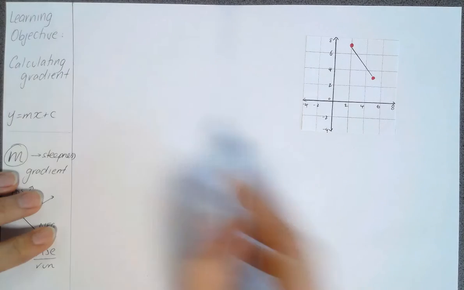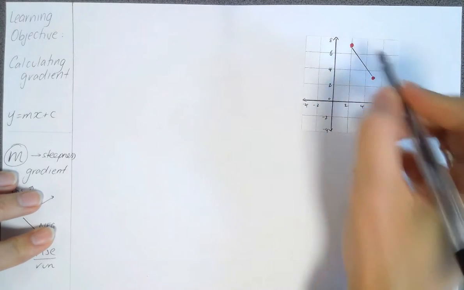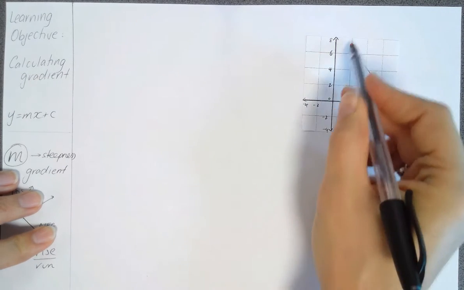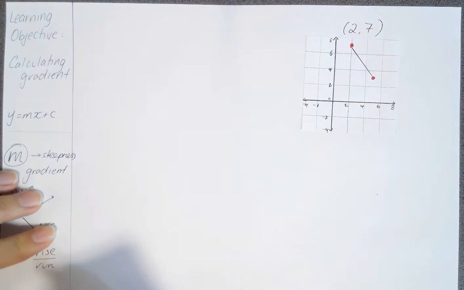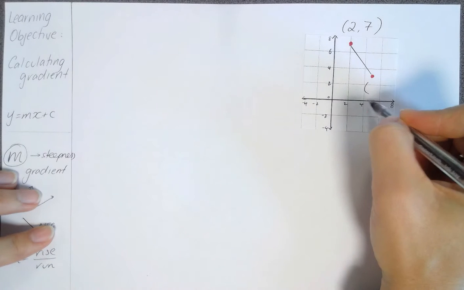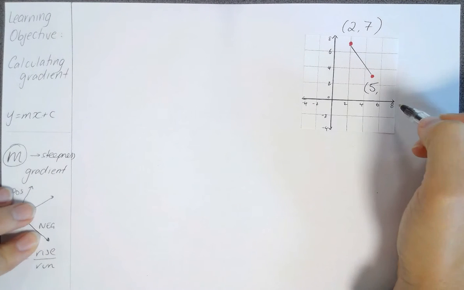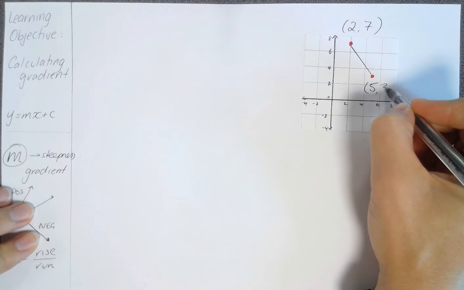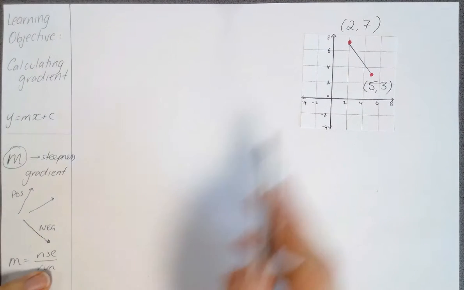So we are looking at 2 points here. Let's firstly label our coordinates. This first coordinate is at 2 across and 7 up. So 2 is the x value and 7 is the y value, and this other point here is at 5 on the x and 3 up. So there's our points.